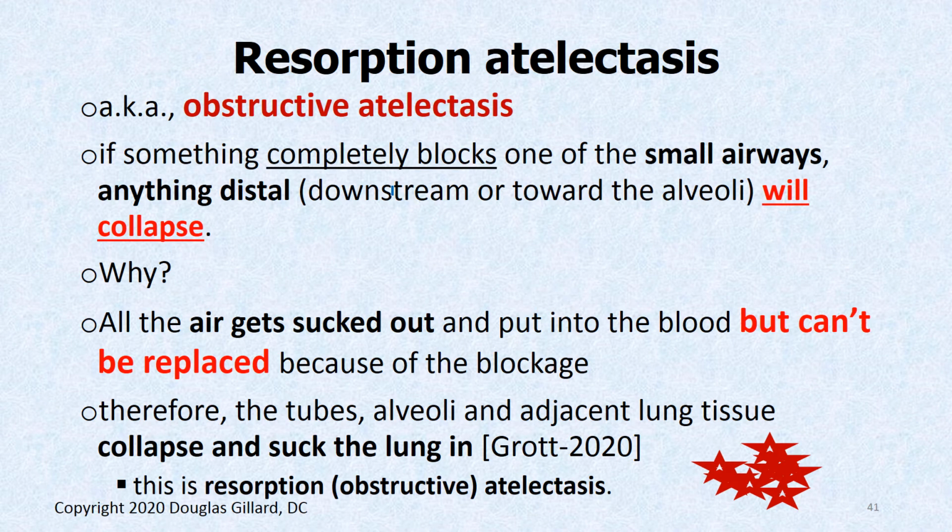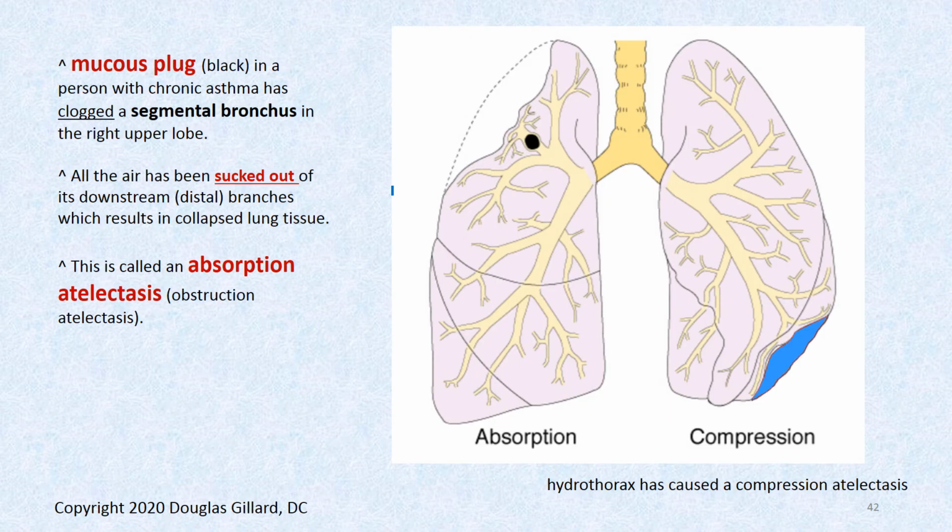Let's talk that one over a little bit. So reabsorption atelectasis, I've heard it called resorptive atelectasis, obstructive atelectasis. When something completely blocks one of the small airways and the air gets sucked out, just like I said, the tubes in the lung tissue will collapse because it can't be replenished by air. And if a big enough pipe gets clogged, like a segmental bronchi, there goes your lung. A huge piece of your lung will disappear.